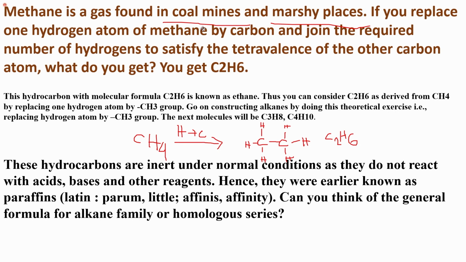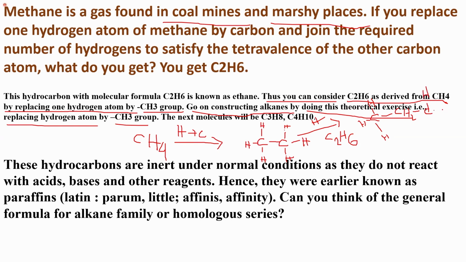Thus you can consider C2H6 as derived from CH4 by replacing one hydrogen atom by a CH3 group. Go on constructing alkanes by doing this theoretical exercise, that is, replacing a hydrogen atom by a CH3 group. The next molecule will be C3H8. Let's draw this one first. If you practice it, you'll become an expert on this kind of system. Now I am replacing this hydrogen with another carbon. So total C3H8.